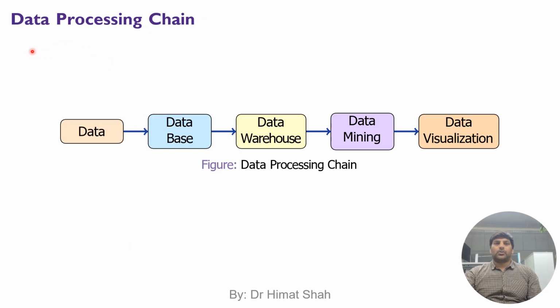Let's discuss now the data processing chain. This ensures the data accuracy and that the data is processed in a systematic way. There are several steps involved in the data processing chain. From the figure we can see we have data, then a database, then a data warehouse, data mining, and data visualization. Quickly, let's look at the data.